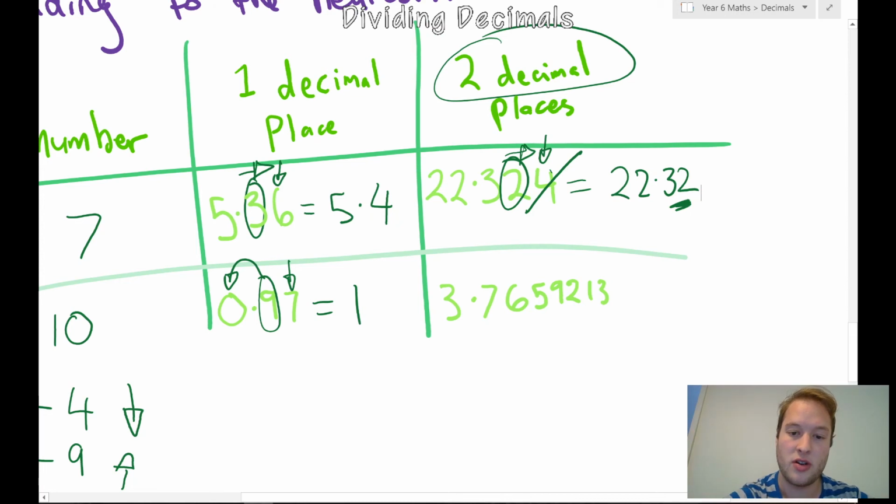And the final question, 3.76599213. Yes, this would be tenths, hundredths, thousandths.